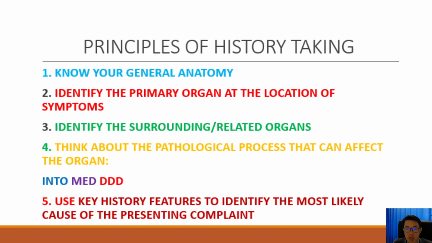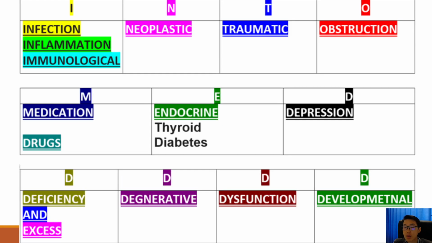You can see here that for number 4, the mnemonic that I used to identify the different pathological processes is INTOMEDDD. I will quickly go into this mnemonic on the next slide. So this is the mnemonic. I stands for infection or inflammation, N for neoplastic, T for traumatic, O for obstruction, M for medication and drug, E for endocrine, including thyroid and diabetes, and D for depression. The next 4 Ds are deficiency, degenerative, dysfunction, and developmental.